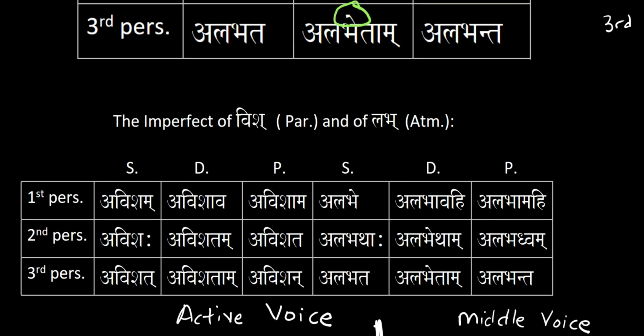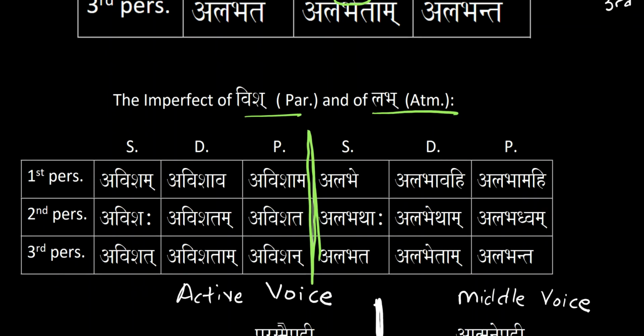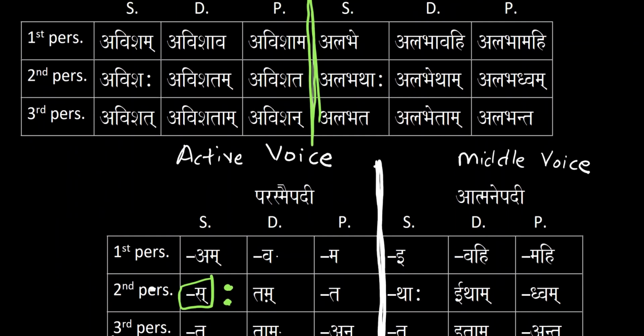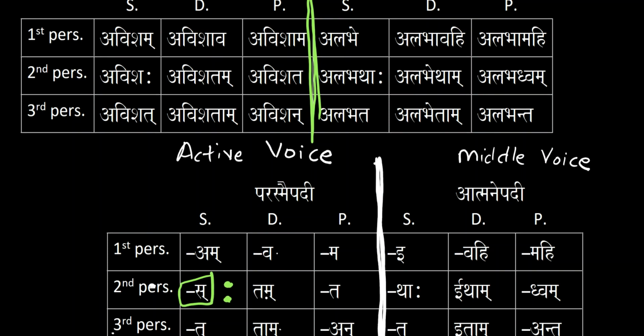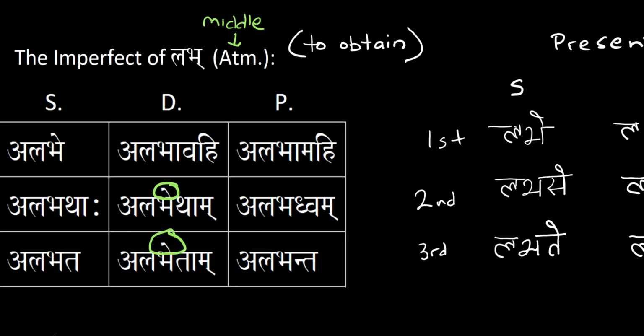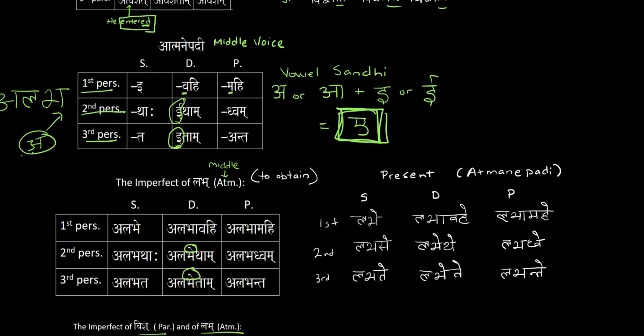Here are both of them side by side, for both parasmaipada and atmanepada, with both of the termination endings together. You can take a look at that. Also take a look at the difference between imperfect and present side by side as well. That's why I have that table there for you, so it can be convenient.